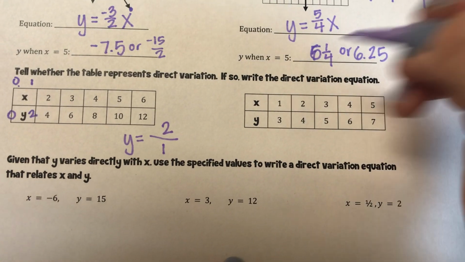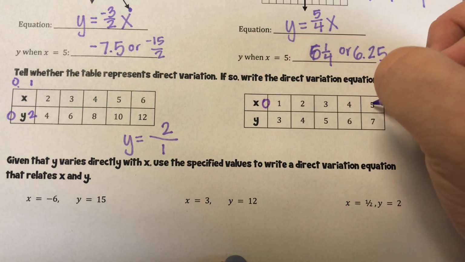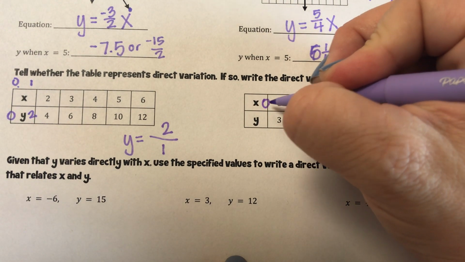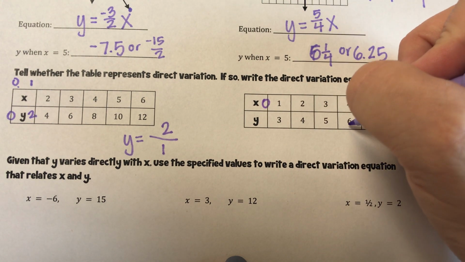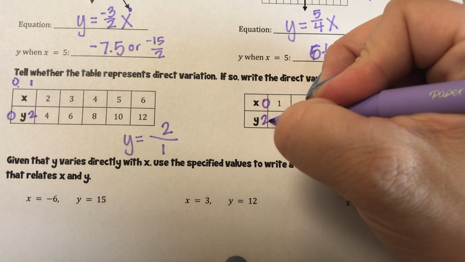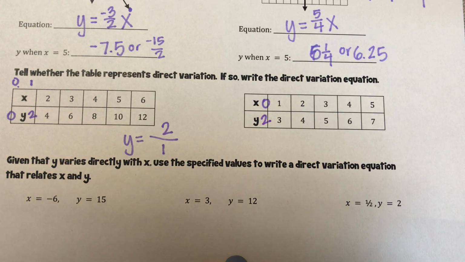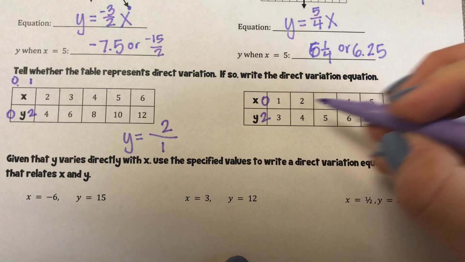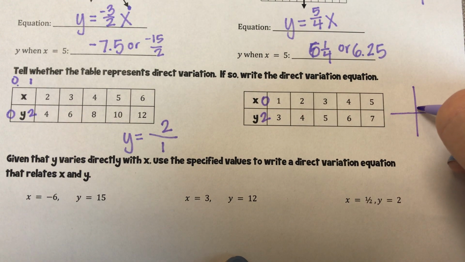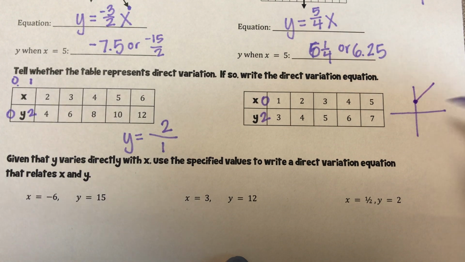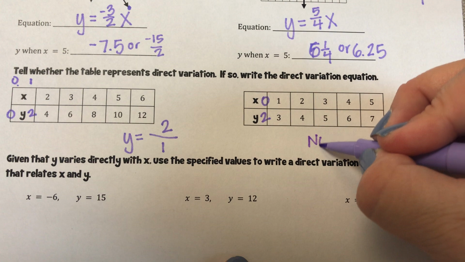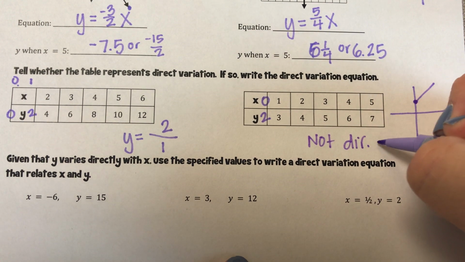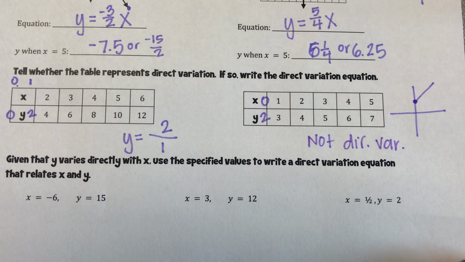Okay, let's look at this next one. If I backed this up when x was 0, the y values go 7, 6, 5, 4, 3, 2. When x was 0, what was y? 2, right? So if I were to put this on a graph, when x is 0, y was 2. So did this one cross at the origin? No. So it's not direct variation.